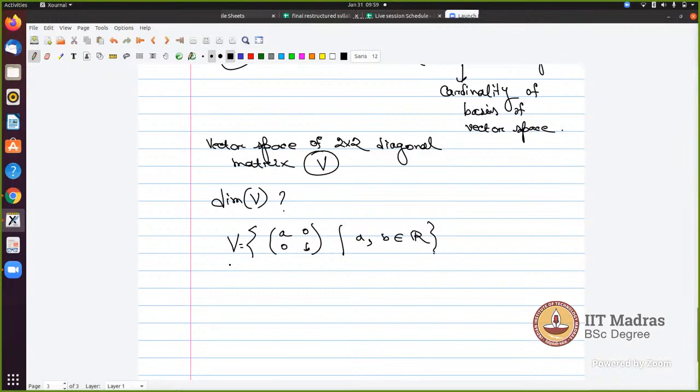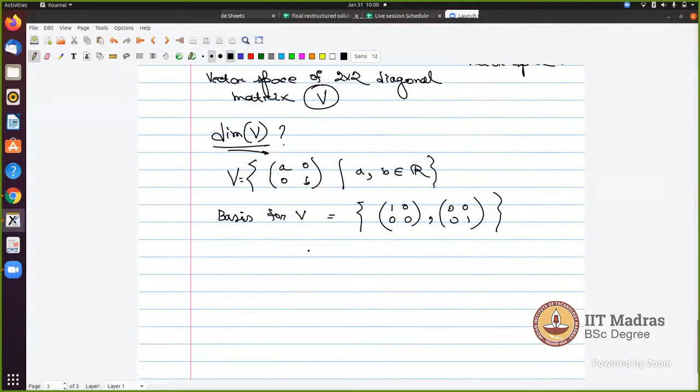Now, when I am talking about dimension of V, we have to find a basis for it, right? So can you give me a basis of this? a 0 0 b is a general form, right? 1 0 0 0 and 0 0 0 1. So first of all, this and this, two elements will be there. So cardinality of this basis is 2. That means the dimension of V is 2.